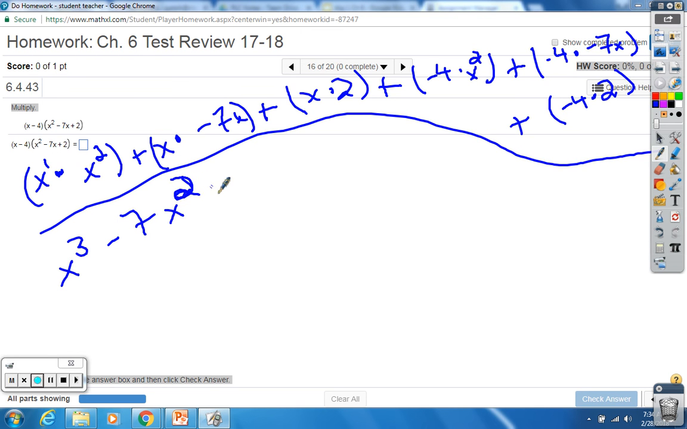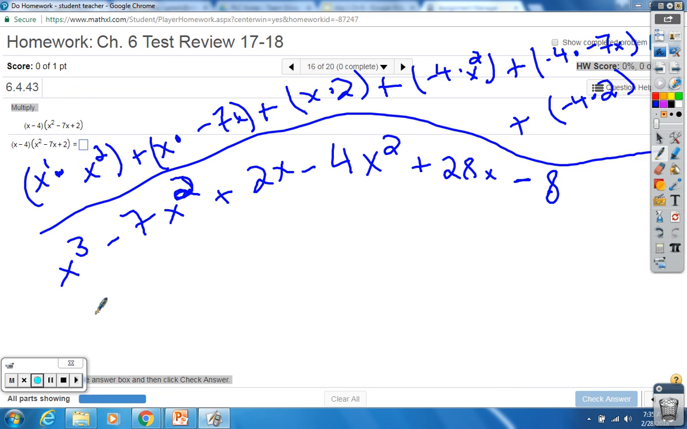Plus x times 2 would be 2x. Negative 4 times x squared would be negative 4x squared. Then we have negative 4 times negative 7x. That'll leave us with positive 28x, and it would be positive since we have a negative times a negative. And then for our last term, we'll have a negative number because it's negative times a positive. So we'll have minus 8, because 4 times 2 would be 8.